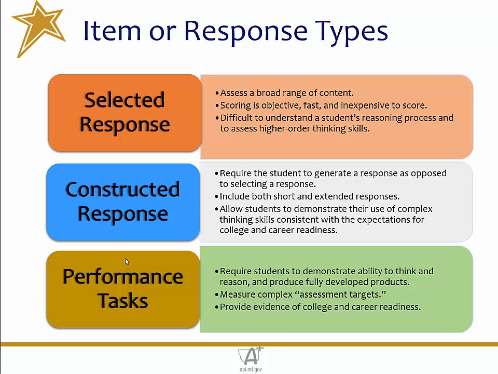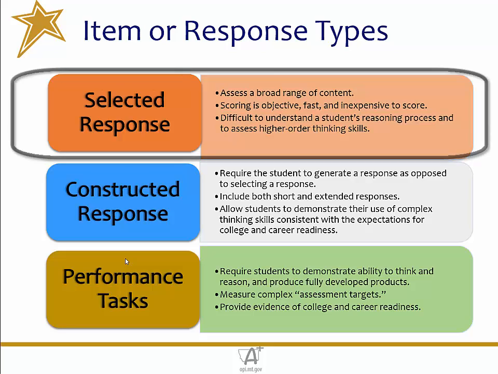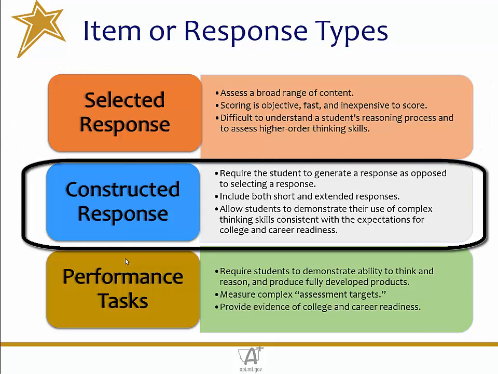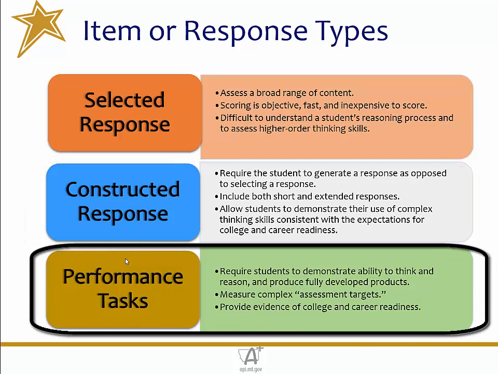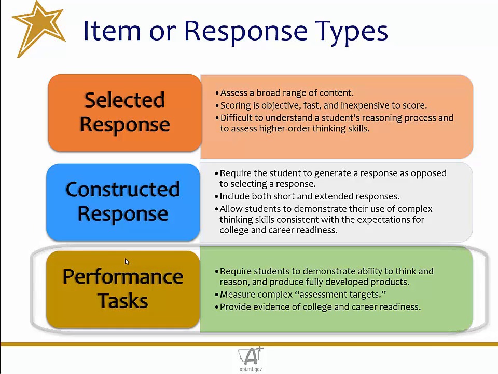So we've thrown around some examples of constructed response, performance tasks, and selected response. But here's a little more information about what defines each of these. If we look at the selected response, we can see that the scoring is objective, fast, and inexpensive to score. Typically, this is your multiple choice, drag and drop, those kinds of items. Constructed response includes both short and extended responses, like an essay or a short answer, and typically these are human scored. Performance tasks are usually complex and multi-step, and also measure complex assessment targets.